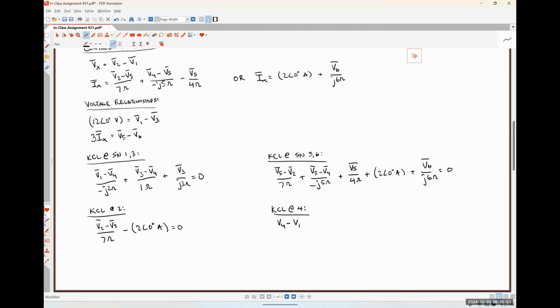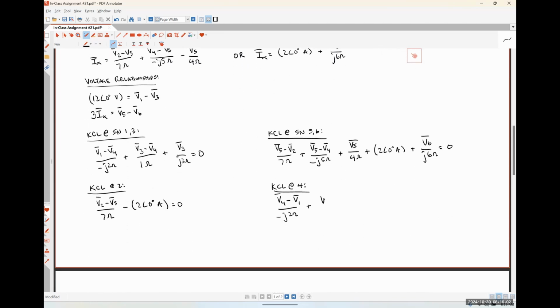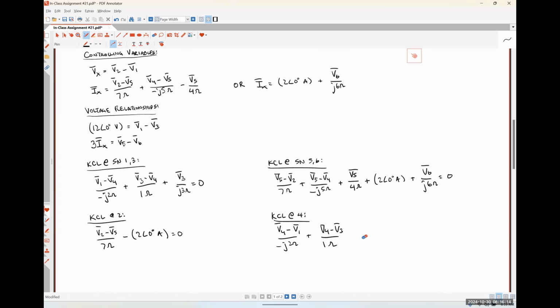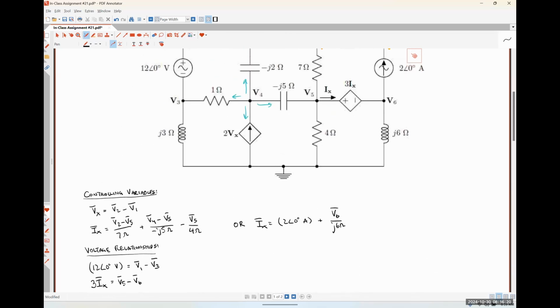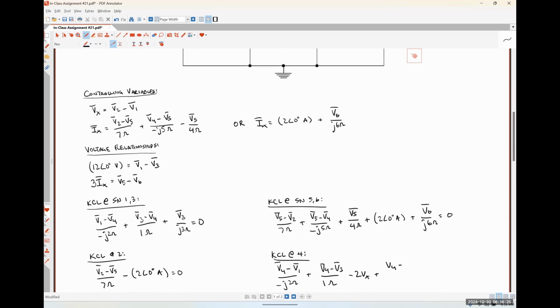So V4 minus V1 over minus j2 ohms. The current flowing to the left through the 1 ohm resistor: V4 minus V3 over 1 ohm. The current flowing down through our dependent source, minus 2Vx. And then lastly, the current flowing to the right through our minus j5 ohm capacitance: V4 minus V5 over minus j5 ohms. Set all of this equal to 0.